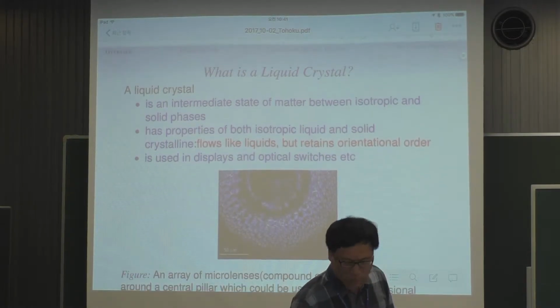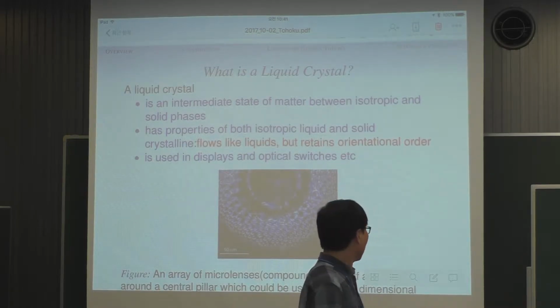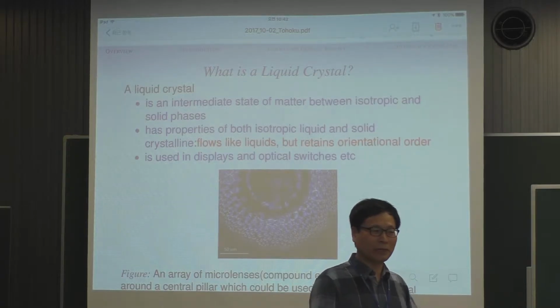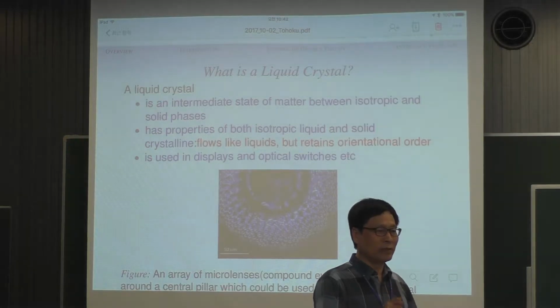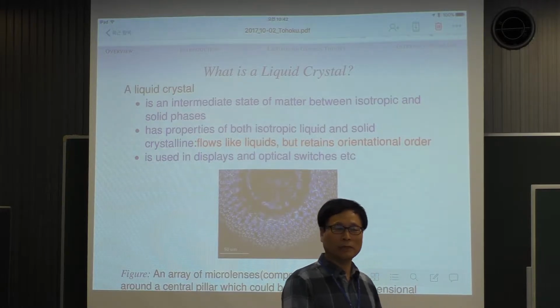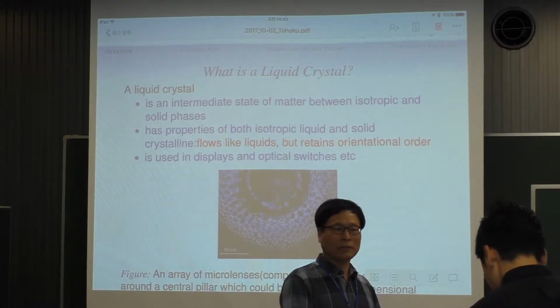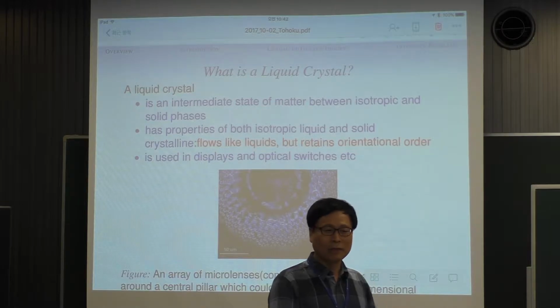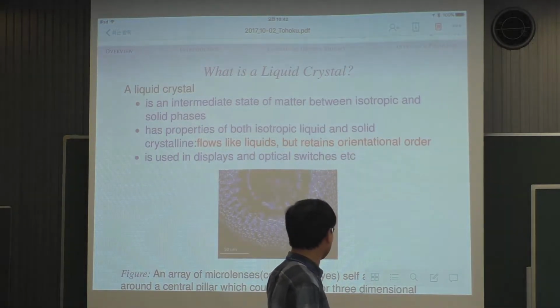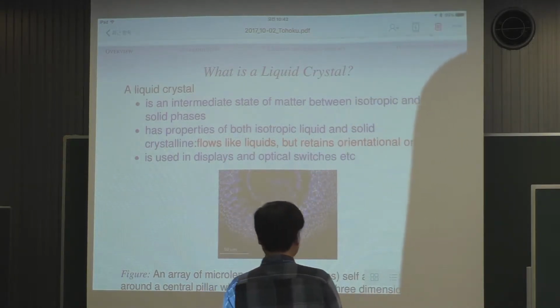So I'm not sure most people know liquid crystals. Some of you already know, or have seen liquid crystals. A liquid crystal is actually a state of matter between a liquid, an isotropic fluid, and a crystalline solid. So it contains properties of both liquid and solid. So it's a little bit complicated material.